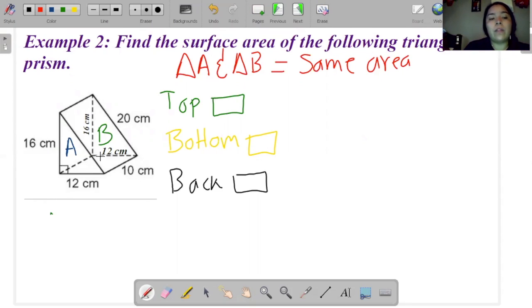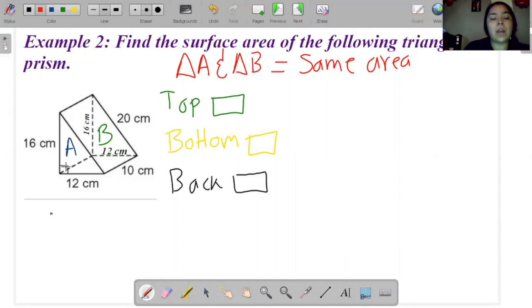So we know that to find the surface area of a three-dimensional figure, we have to find the area of each face and then add them all together. So we know that a triangular prism has three rectangular faces and two triangular faces. So then we're going to find the area of each face and then add them together.